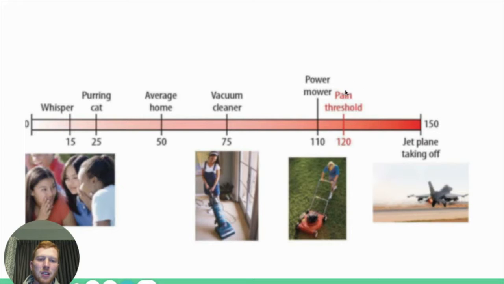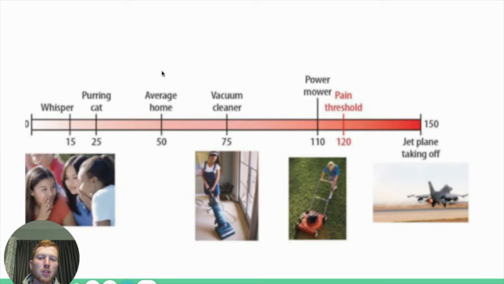The pain threshold is 120 decibels. So when it begins to hurt when you hear the sound, if you were standing right here next to this jet, it would kill your ears simply because of the intensity of the sound coming off of that jet plane as it is taking off, which is why the measurement for a jet plane taking off would be 150 decibels.